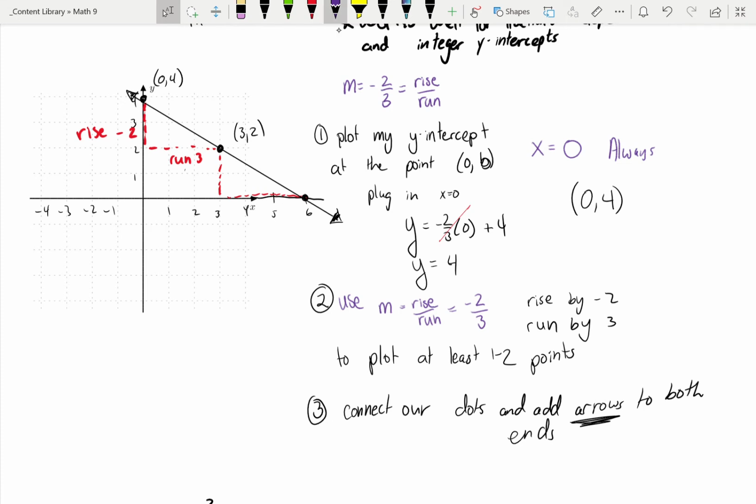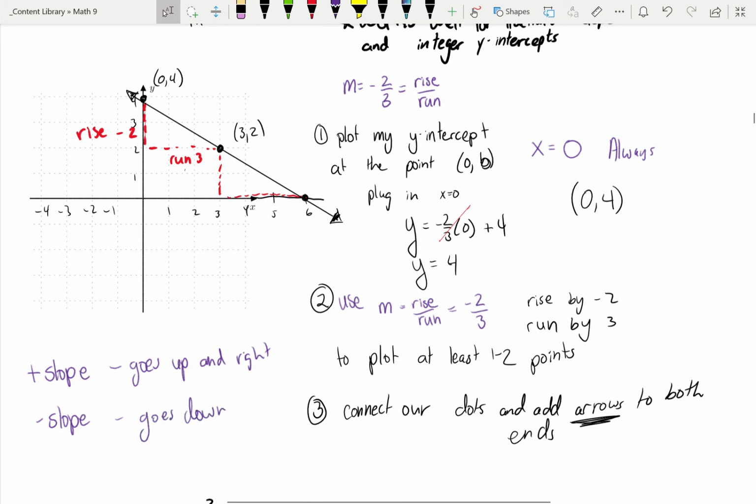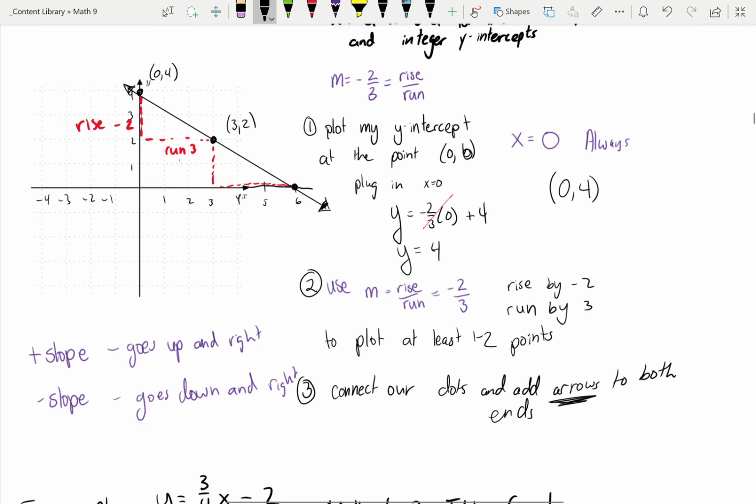Now, one of the things that you can use to help you out here, and I'll give you a summary at some point, but if we have 2 options for slope. We can have positive slope, which goes up and right, and negative slope goes down and right. And where this comes from is the idea of us reading from left to right.